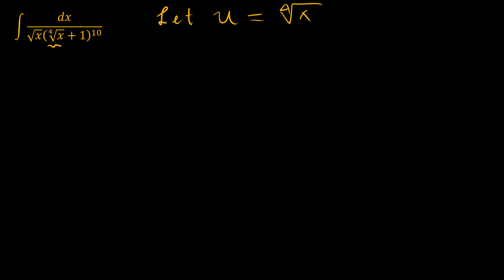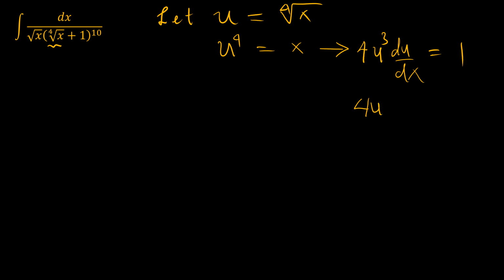And what that means is that u to the power 4 is equal to x, such that 4u to the power 3 du/dx would be equal to 1, since the derivative of x is 1. And so 4u cubed du can be used to substitute for dx. We arrive at this by multiplying both sides by dx. So this is a very important expression for us.